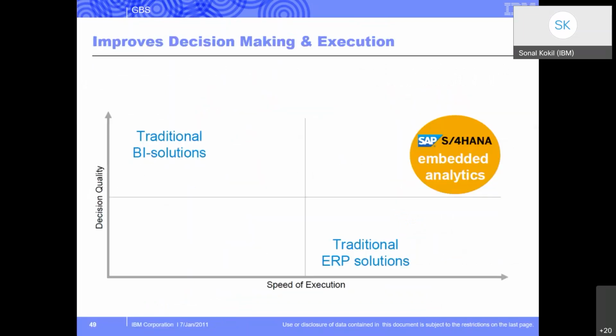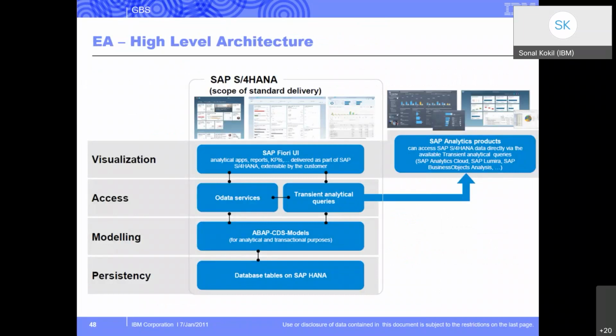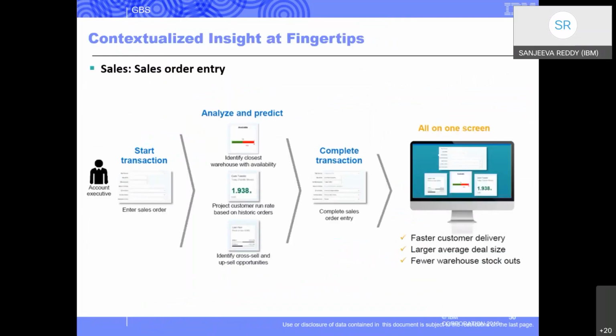This has all been discussed already. Just a question, Sonal. In the previous versions of ECC, we had cluster tables and table pools, and in HR we had infotypes. Do we still have those functions in S/4HANA?